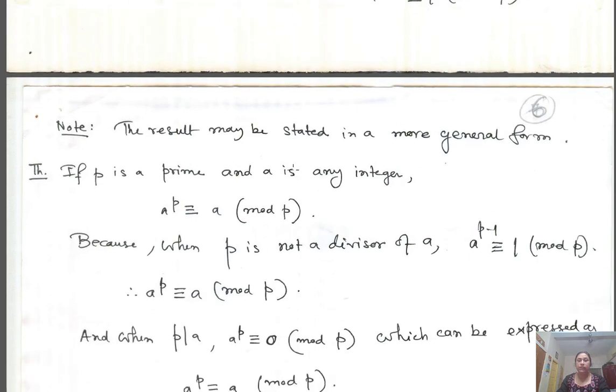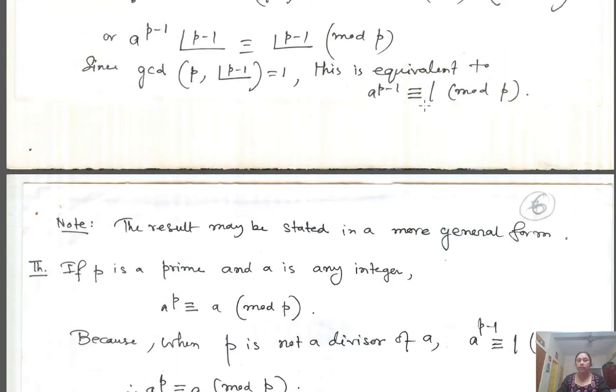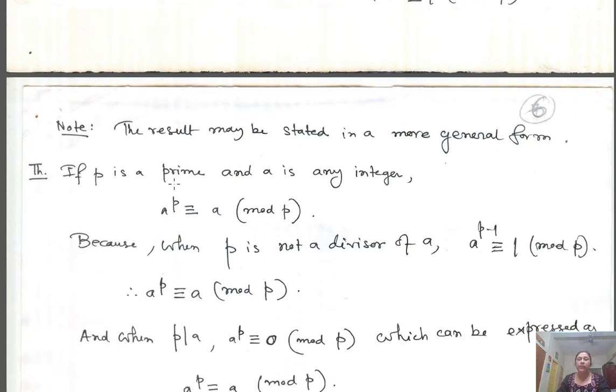The result may be stated in a more general form. Means we have written A to the power P minus 1 congruent to 1 modulo P when A and P are co-prime. That means P does not divide A. So if P is a prime and A is any integer, it may have P as a factor and may not have P as a factor. So for any integer, we can write in this way: A to the power P is congruent to A modulo P.